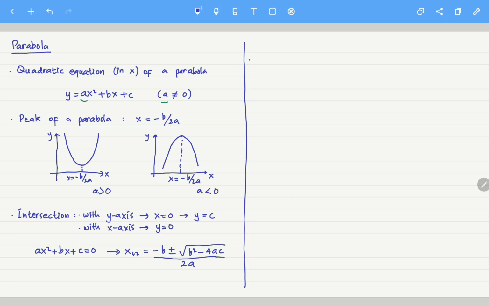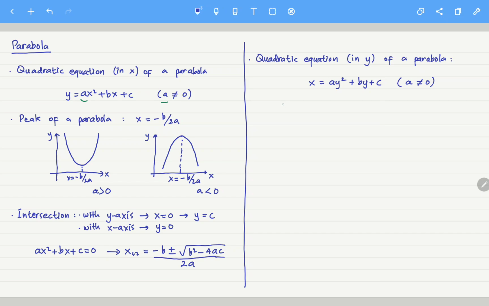Next, we can also write the quadratic equation in y of a parabola. We can have the following equation: x equals ay squared plus by plus c. So in this case, it's the same. The condition is a is not equal to 0.